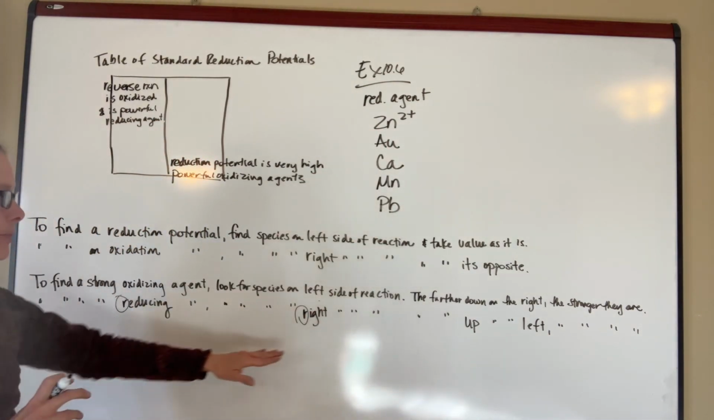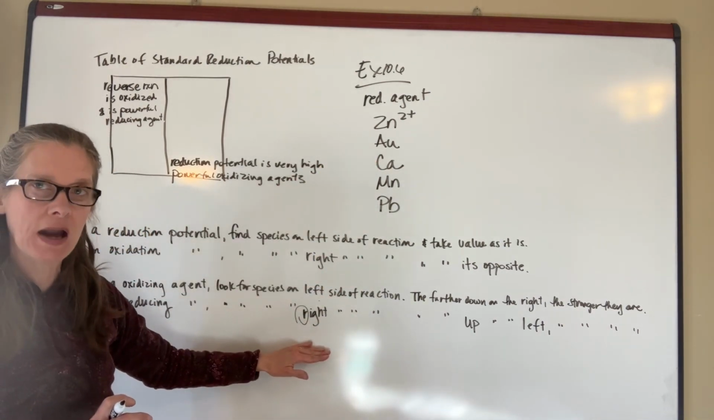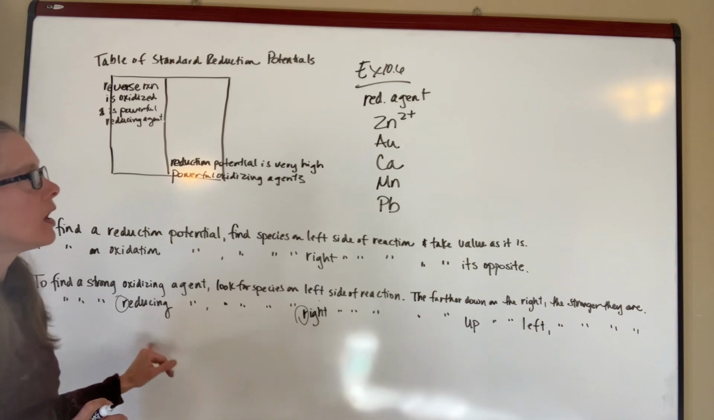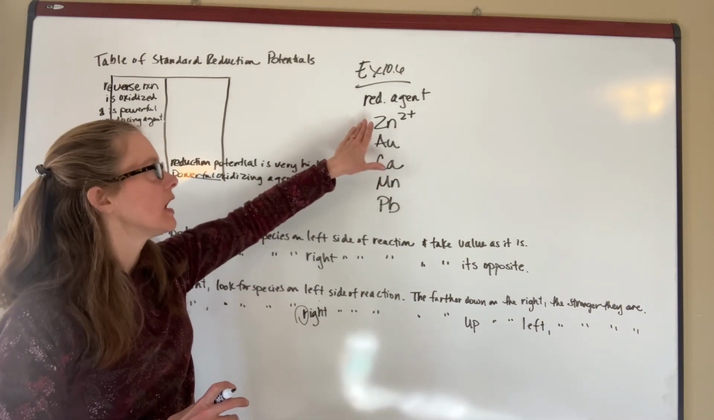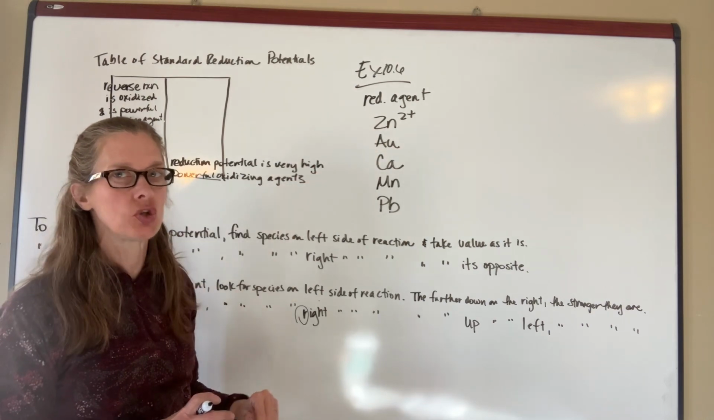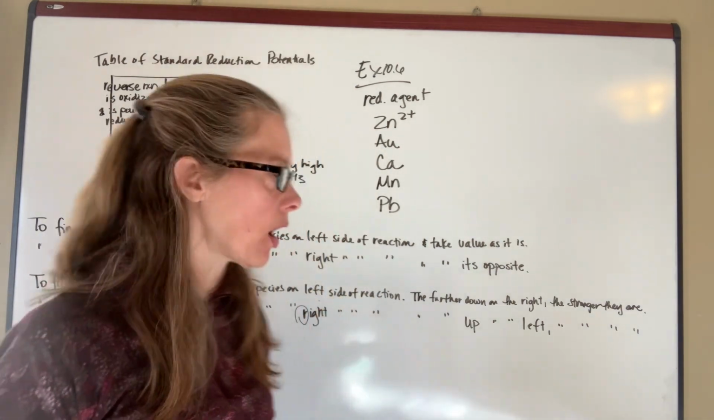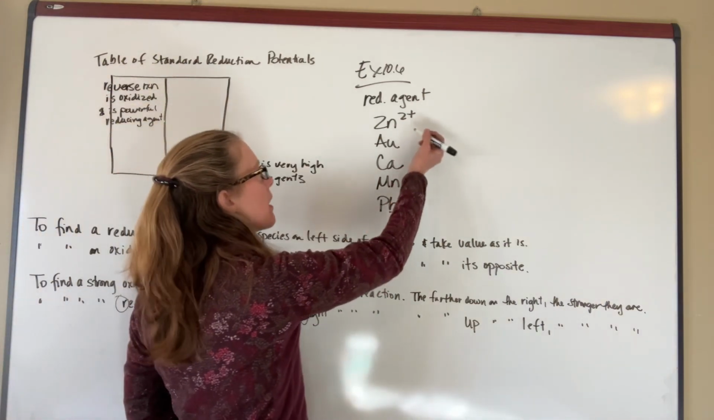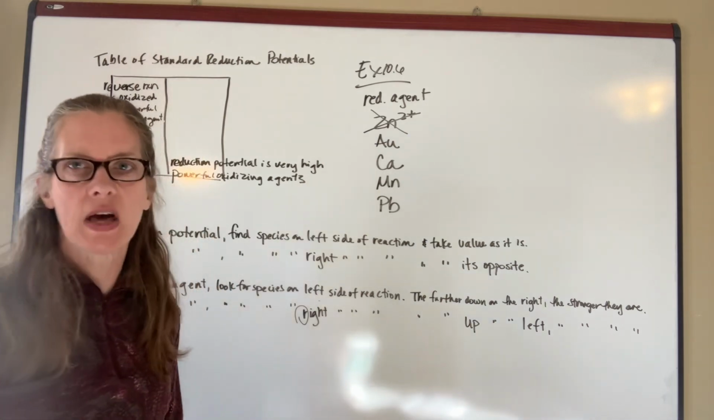There isn't any place where I can find zinc on the right-hand side of the reactions that are listed on the table. So if I can't find it on the right-hand side of the reaction, that means zinc can't be reduced at all. It can't be oxidized at all. And so therefore, it's not going to be a powerful reducing agent. And so I can't use that one at all.